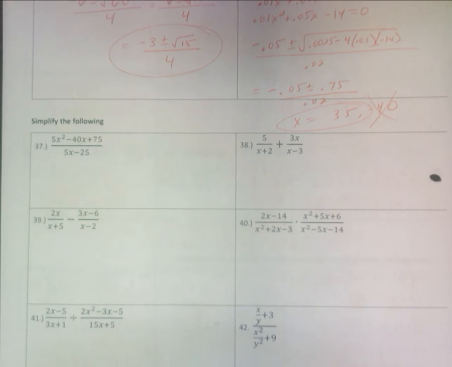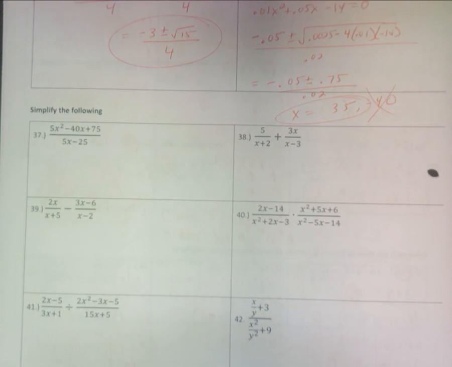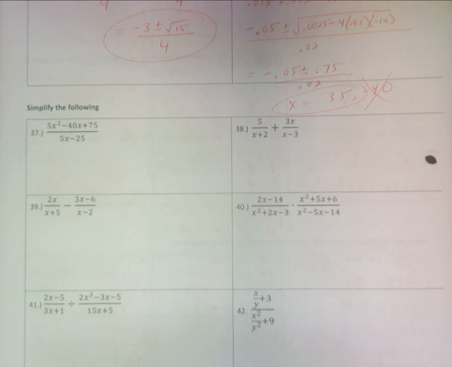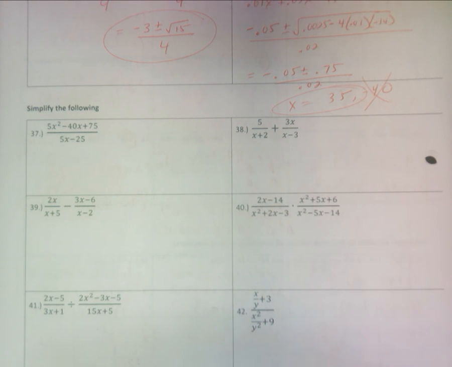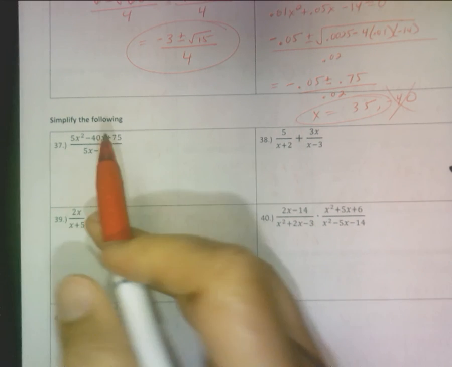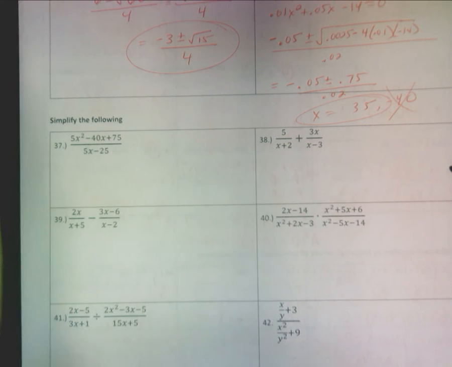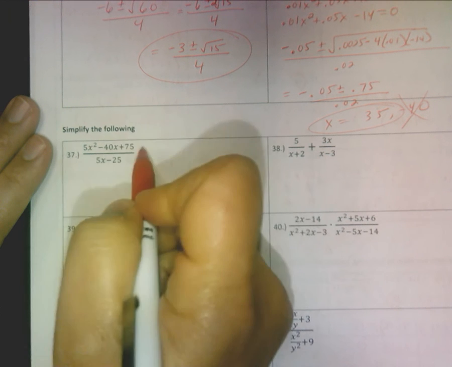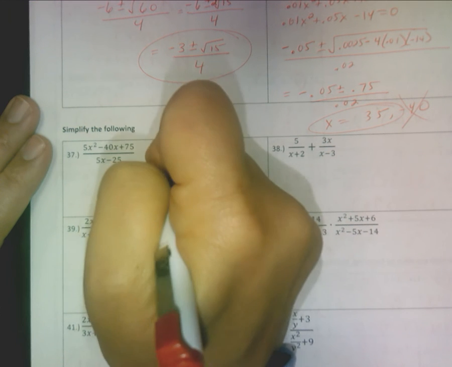Okay, and last but not least on this video is simplifying fractions using this idea of factoring. So real quick, let's go over how to do this. You want to factor as much as possible and then simplify. So here is a trinomial. I can take out a 5 from each of them.